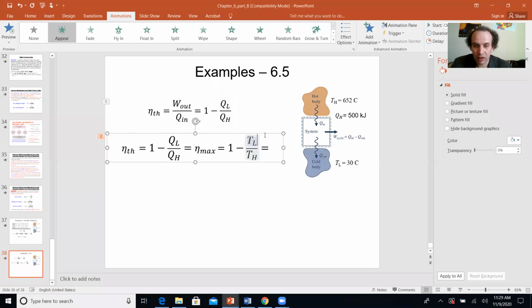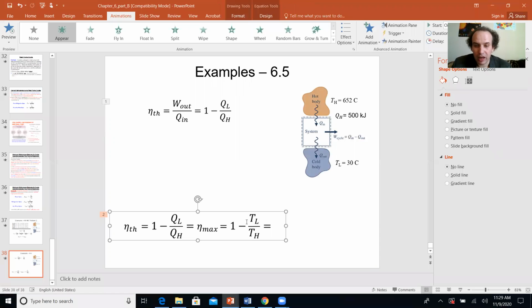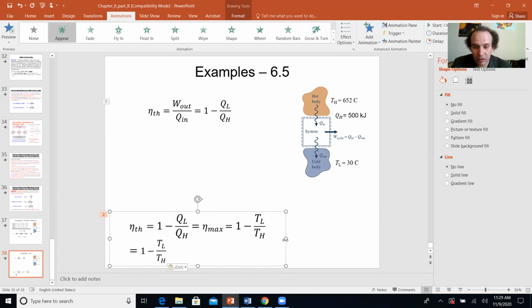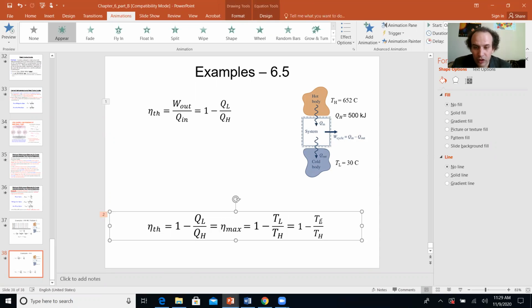How can I calculate? So what will I do here? I will write like this. I will calculate. And what is my TL? What is my TH? First of all, will I write it like this? Will I write it like 30 over 652?